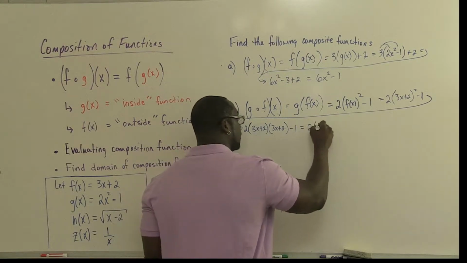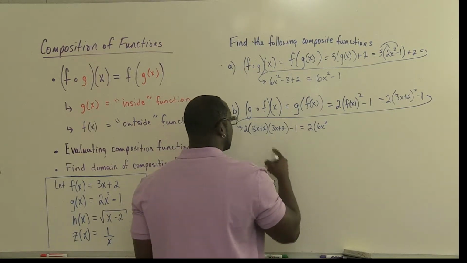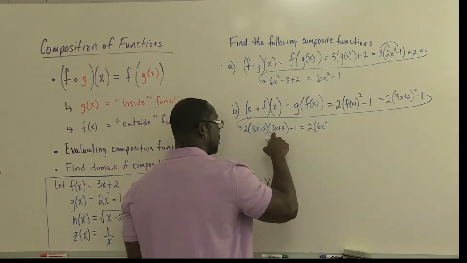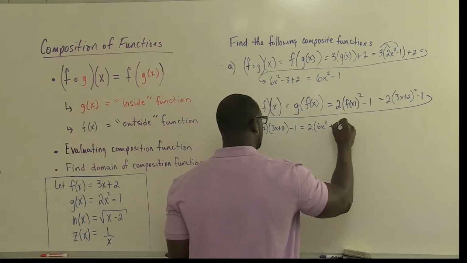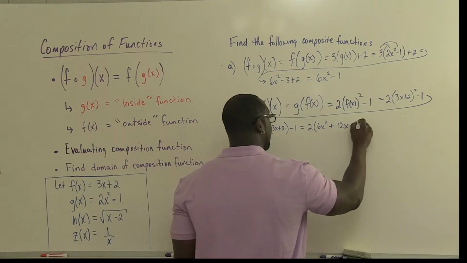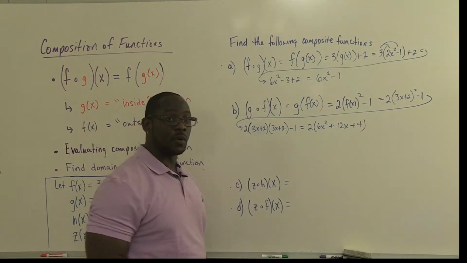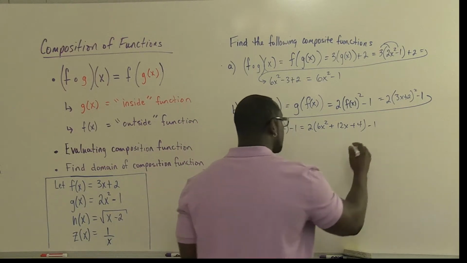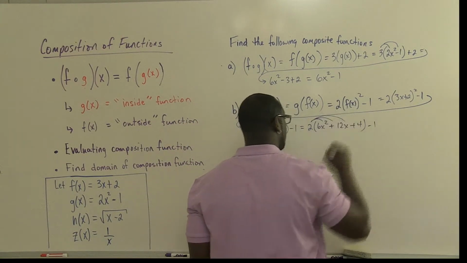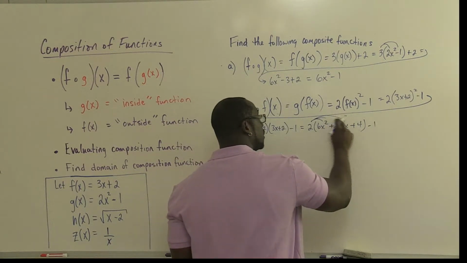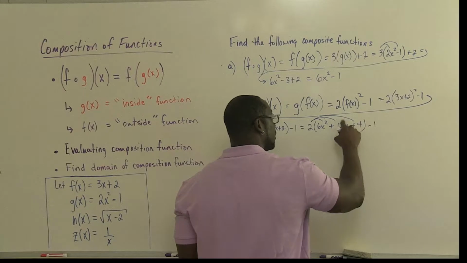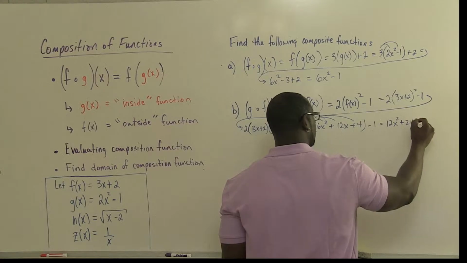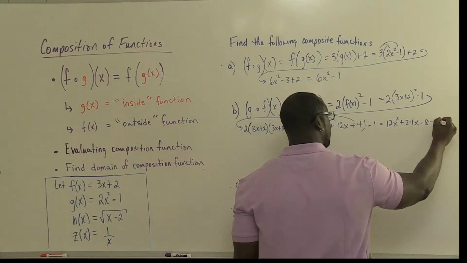And so when we do this next step, we know that we get 9x squared. Here we would have 2 times 3x, which would be plus 12x, and then we would have plus 4 to end with if we were to FOIL that out. And then of course, minus 1 at the end. Okay? So now we just distribute our 2 to each term. And so this would be 18x squared plus 24x plus 8 minus 1.